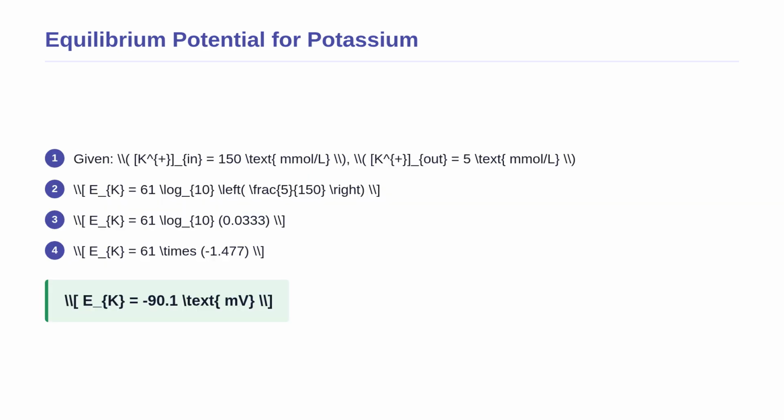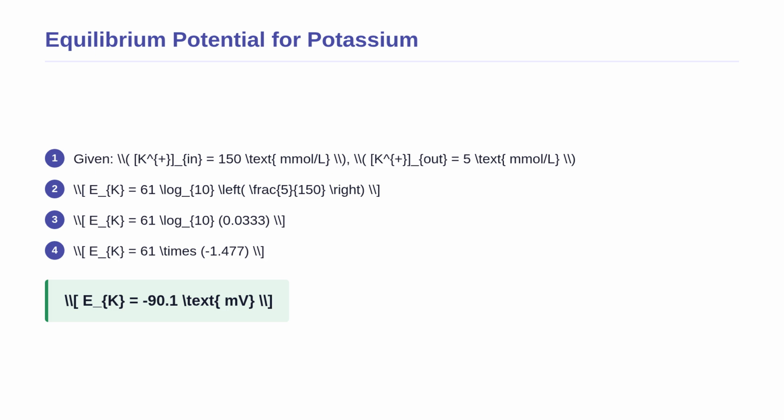Now that we have our simplified formula, let us see this with a concrete example for potassium. We are given an inside concentration of 150 millimoles per liter and an outside concentration of 5. We plug the outside concentration of 5 into the numerator and the inside concentration of 150 into the denominator. Dividing these gives 0.0333. Because this is less than 1, its logarithm is a negative number, specifically negative 1.477.